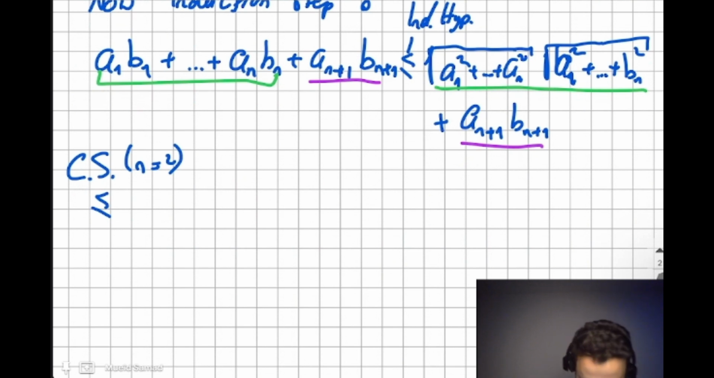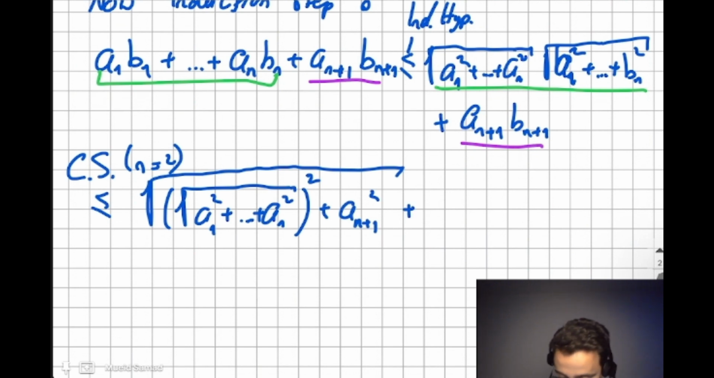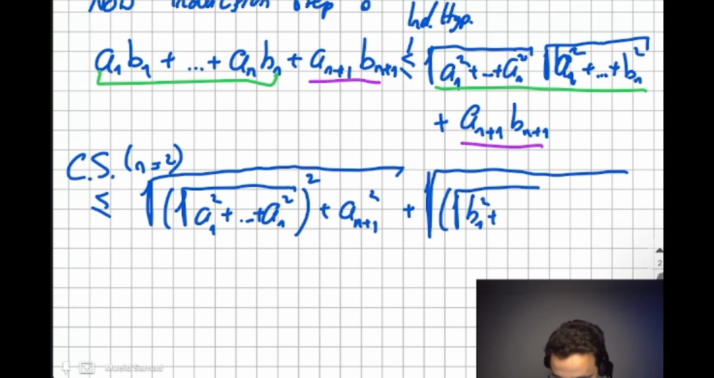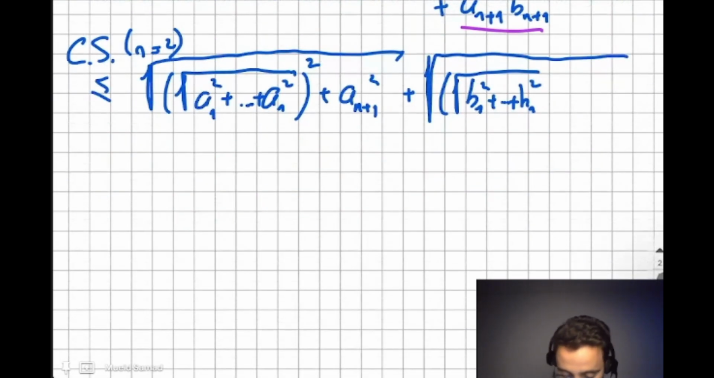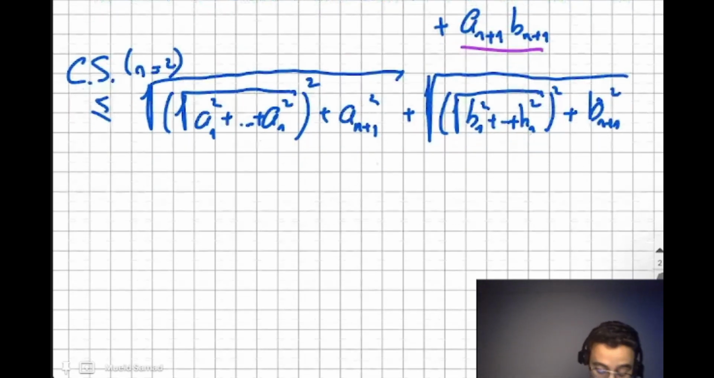This is smaller or equal to the square root of a1 squared plus up to an squared plus an plus 1 squared, and all of it will be squared, and then also another big square root, the square root of b1 squared plus up to bn squared plus bn plus 1 squared. Okay, what did we do exactly here? We said we were going to use the Cauchy-Schwarz for the case n equals 2.